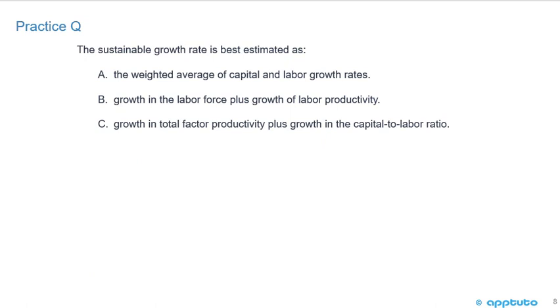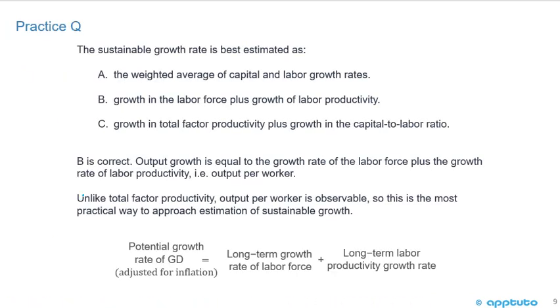And one last practice question to finish this LOS. The sustainable growth rate is best estimated as A, the weighted average of capital and labor growth rates, B, growth in the labor force plus growth of labor productivity, or C, growth in total factor productivity plus growth in the capital to labor ratio. Again, that question shouldn't be too difficult because it's just asking for the sustainable growth rate. They're putting into words what the equation is.